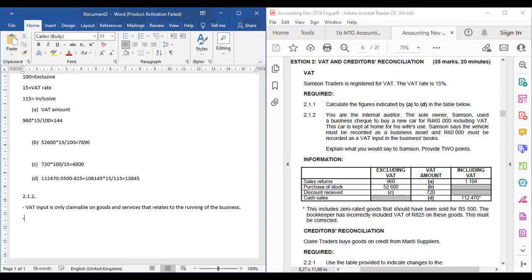So now we told him what it is. The car is being used by the wife and not for business purposes. Therefore, VAT input cannot be claimed from SARS.